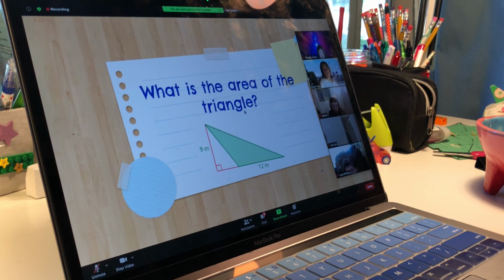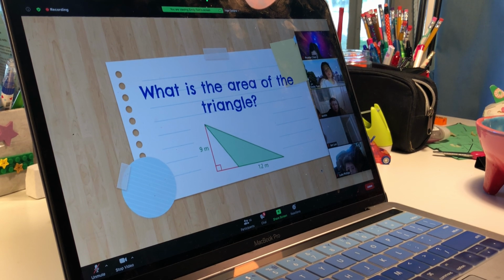Here is your next one. And these were on the slide. This one was on the slides for sure. What is the area of the triangle? Same formula, different numbers.